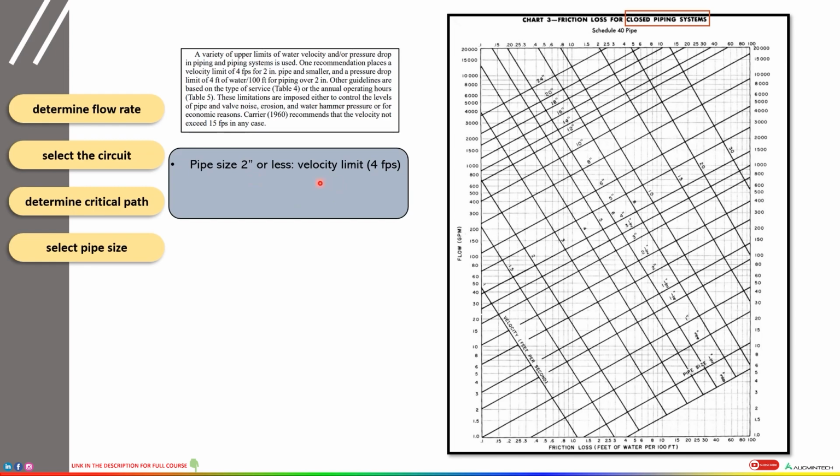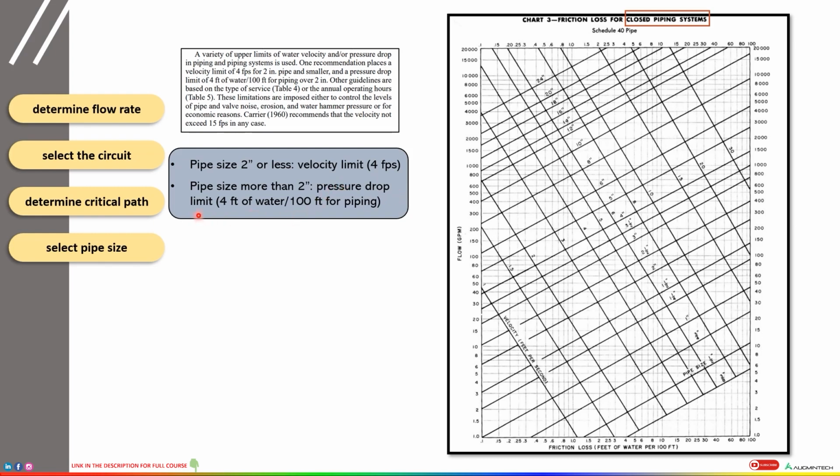In that case, velocity is the criteria and its limit has to be 4 fps. This means for a pipe size of 2 inches or less, the maximum velocity of water flowing inside this pipe can be up to 4 fps, not more than that. It can be less than that, but not more than that. And let's say if there's a pipe of size more than 2 inches, in that case velocity limit is not the criteria. Instead, the criteria is pressure drop.